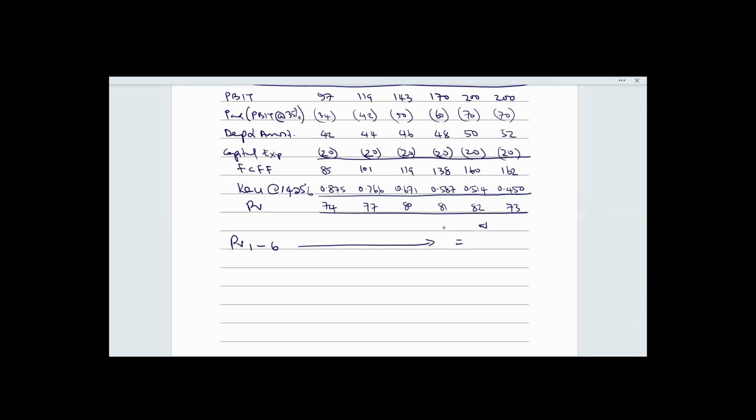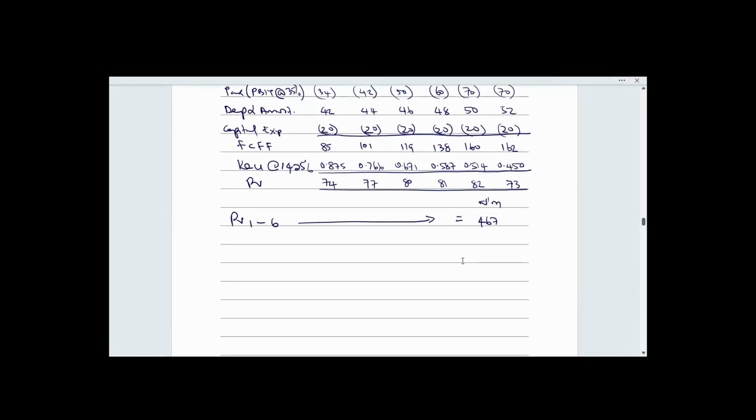Okay, I'll just add up all the present values. Therefore, 74 plus 77 plus 80 plus 81 plus 82 plus 73 equals 467 million. So the present value from year 1 to 6 is 467 million naira. Under valuation, once you have determined the present value from the initial period, you also need to calculate the present value to infinity. Whether the examiner asks you or not, you must do that.